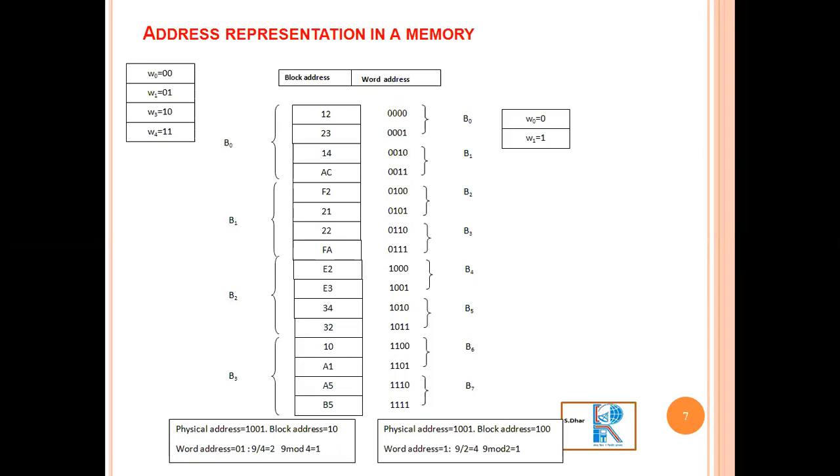Clear? Again, I am telling, each physical memory is divided into a number of blocks. Each block contains a number of words, where block is a logical division, not a physical division. Now we have to find out how to represent one physical address as a block address and a word address. Clear? Now see here.